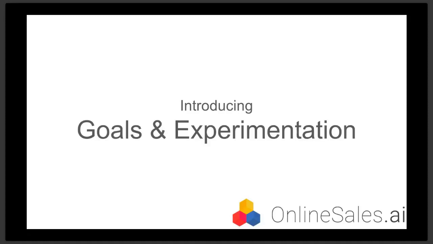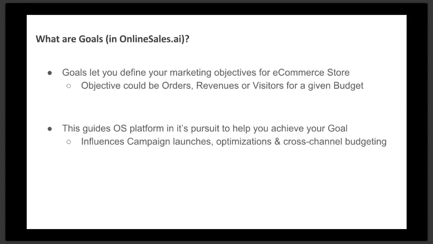So what are goals, especially in OnlineSales.ai? Goals let you define your marketing objectives for your store, right? And the goal and the objectives could be anything around orders, revenues, margins, or visitors for a given budget. And the budget is typically the monthly budget that we ask for, or it can also be a promotional budget. So let's say you may have a promotion running for Christmas, and you may want to run it only for 7 days. For that 7 days' worth of budget, what are you expecting? Are you expecting Y amount of visitors or orders or revenues? That's basically what the goal is.